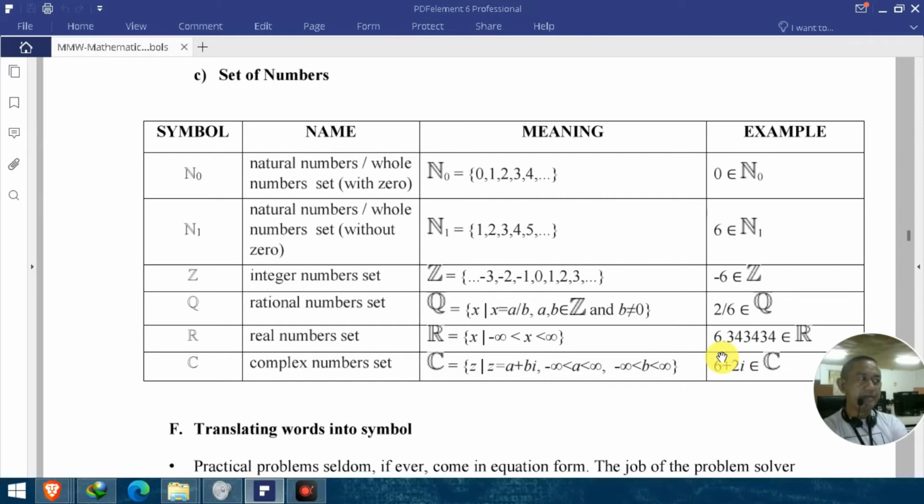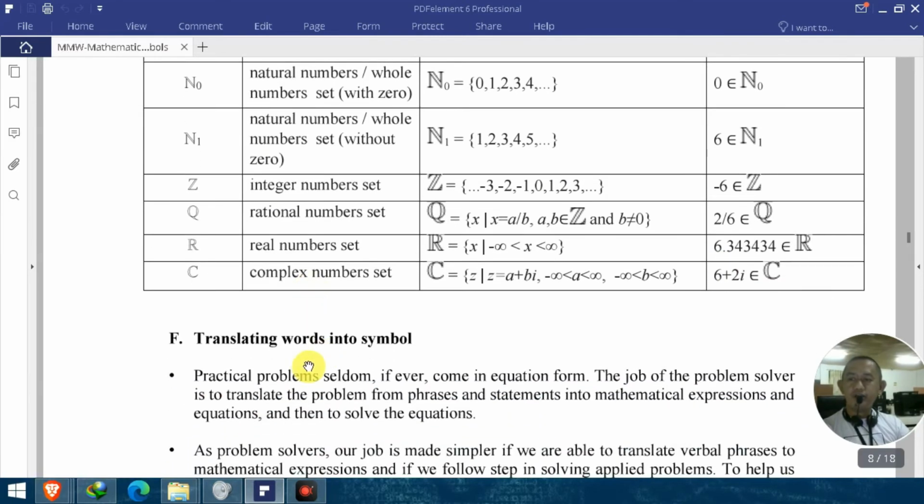Infinite: if you use a calculator and the number gets quite long, that's an example of an infinite value. It is a never-ending value. The last one is the complex number set, which combines the symbols, as used in algebra for example.